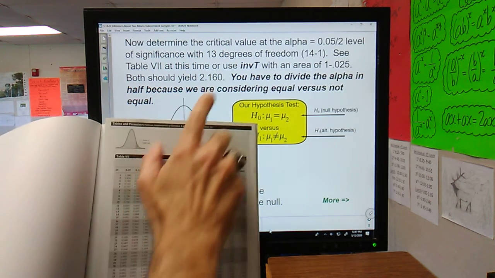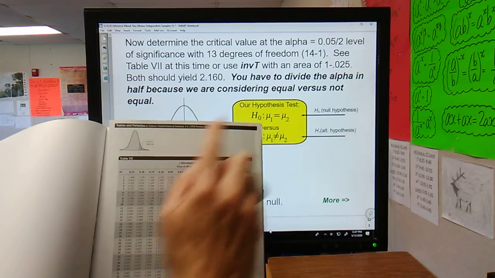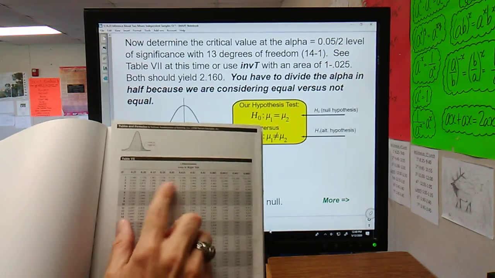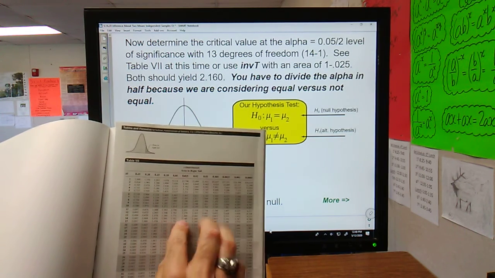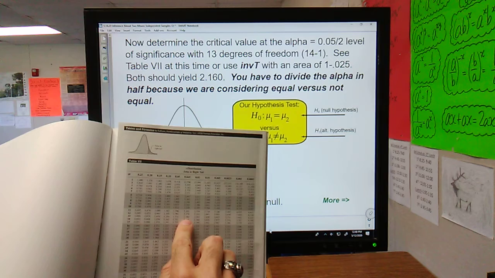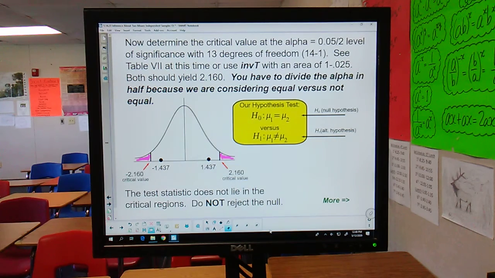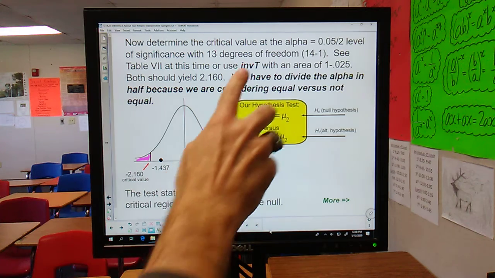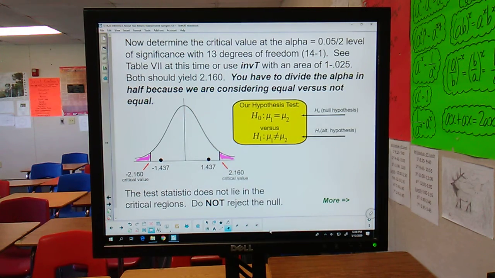And you're looking for 0.025, because that's 0.05 divided by 2. So 13, 0.025 is right there. Run your finger along 13, come to 0.025 where they match up, 2.160. You can also use inverse t in your calculator with 1 minus 0.025. Both should give you 2.160.